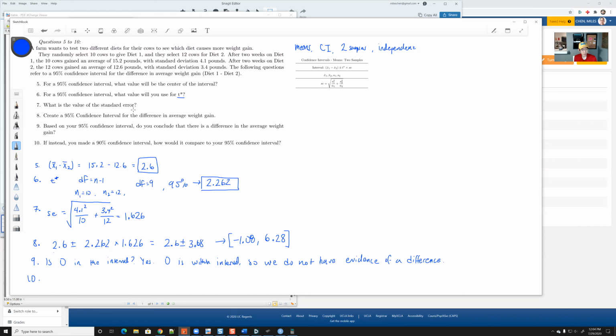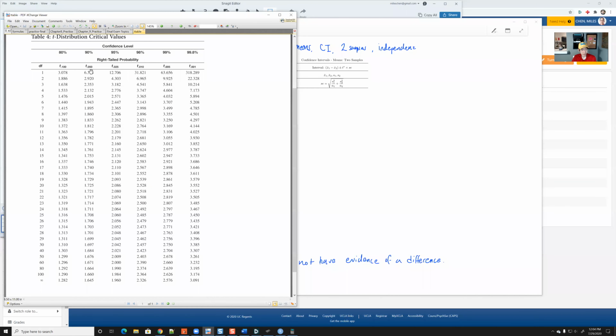And then lastly, if we make a 90% confidence interval, how would it compare to the 95% confidence interval? A 90% confidence interval will be narrower than a 95% confidence interval, because we would use the 90% t star, which is smaller. The standard error is going to remain the same, but our t star will go from 2.262 to 1.833.